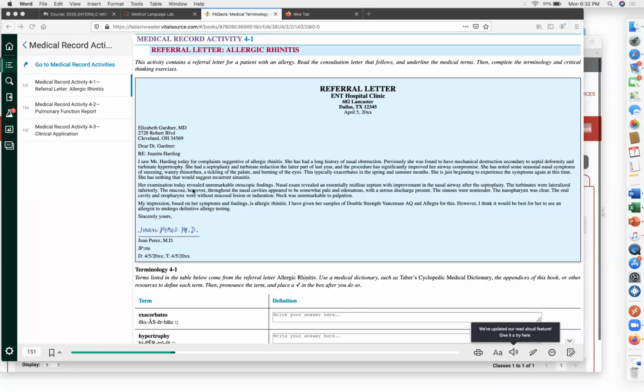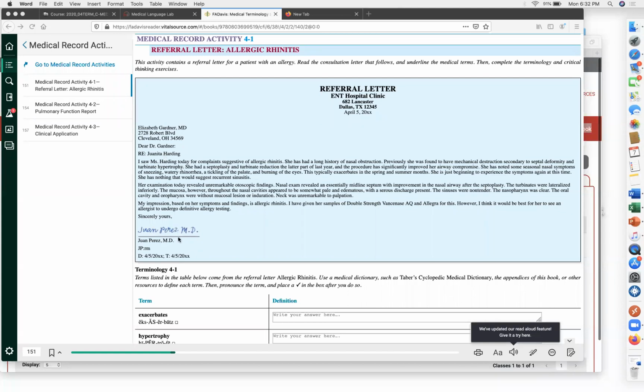And last but not least, we already went right to assessment. My impression, right, which is Dr. Perez's impression, based on her symptoms and findings, what was her diagnosis? Allergic rhinitis. What was her management? She gave Vancenase AQ and Allegra. However, it would be best for her to see an allergologist to undergo definitive allergy testing.